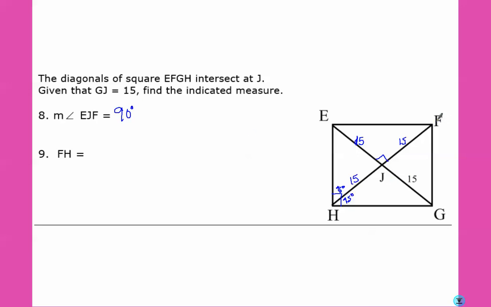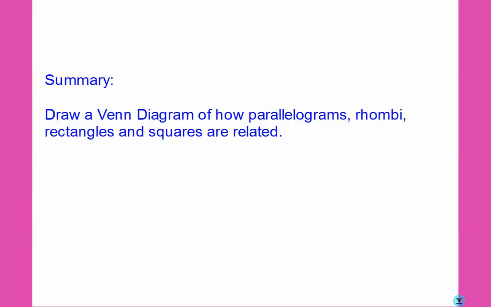And then F to H. That whole piece. Well, from F to J is 15 and J to H is 15, then the whole thing would be 30. Finally, for your summary, draw a Venn diagram of how parallelograms, rhombi or rhombuses, rectangles, and squares are related.